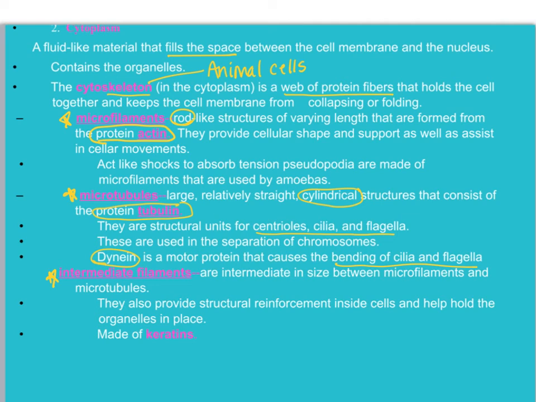Then you have intermediate filaments, and they're intermediate because they're between the size of microfilaments and microtubules. So again, they're for structure, because that's kind of the whole goal of the cytoskeleton. And it helps anchor the organelles so that they're not just all over the place. It kind of holds them in place. And it's made of the protein keratin.